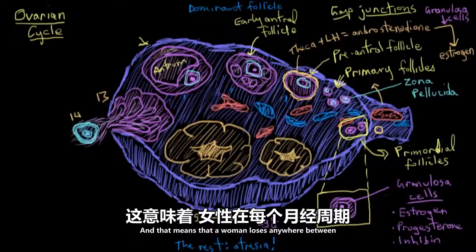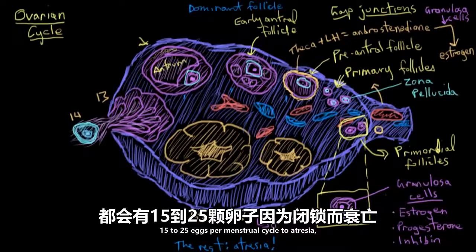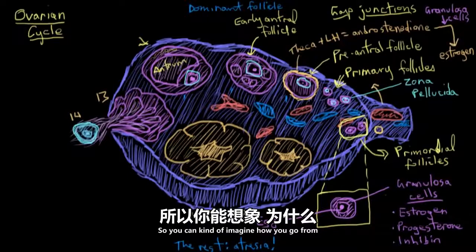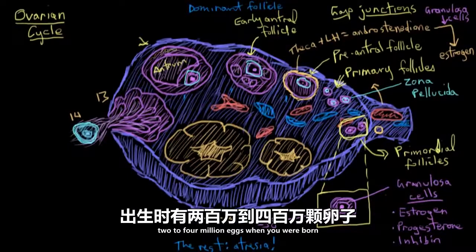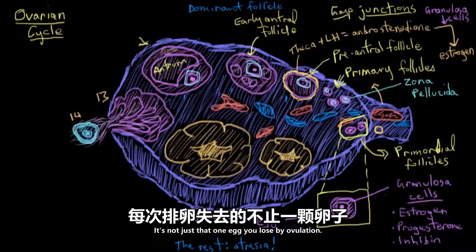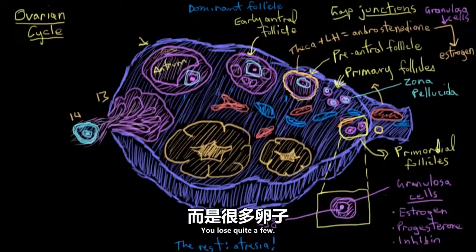And that means that a woman loses anywhere between 15 to 25 eggs per menstrual cycle to atresia, while only one gets ovulated. So you can kind of imagine how you go from 2 to 4 million eggs when you were born to having 0 after about 35-ish years of ovulation. It's not just that one egg you lose via ovulation, you lose quite a few.